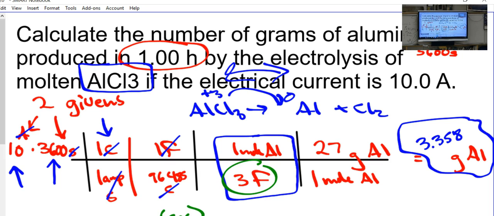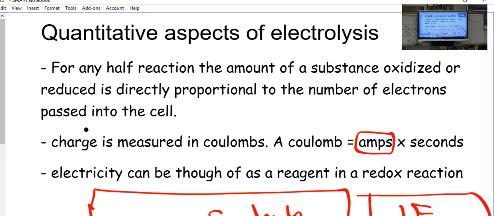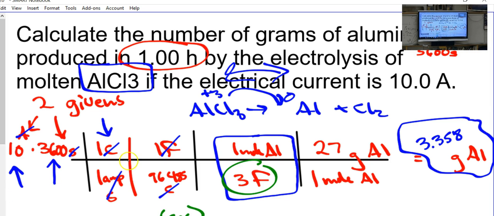A question would say, calculate the number of grams of aluminum produced in 1 hour by the electrolysis of molten AlCl3 if the electrical current is 10 amps. You have two things given to you: the amps and the time. We said an amp is a coulomb per second, I should have said. So anyway, they relate to each other.